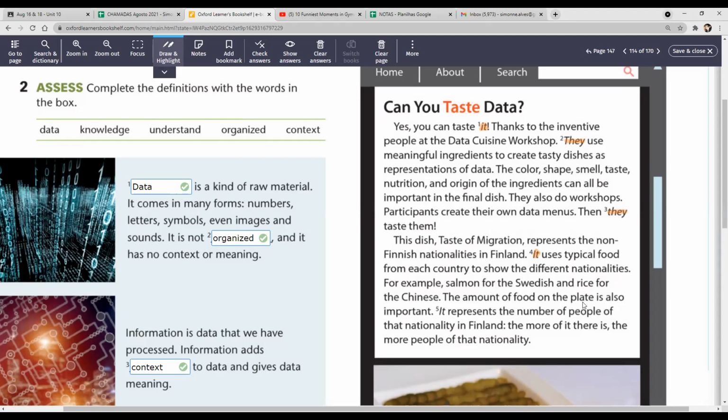Then the next one. The amount of food on the plate is also important. It represents the number of people of that nationality in Finland. So we have another pronoun, it. What does it refer to? Maybe the amount of food. Yes, exactly. The amount of food, the quantity of food. The amount of food represents the number of people of that nationality in Finland.